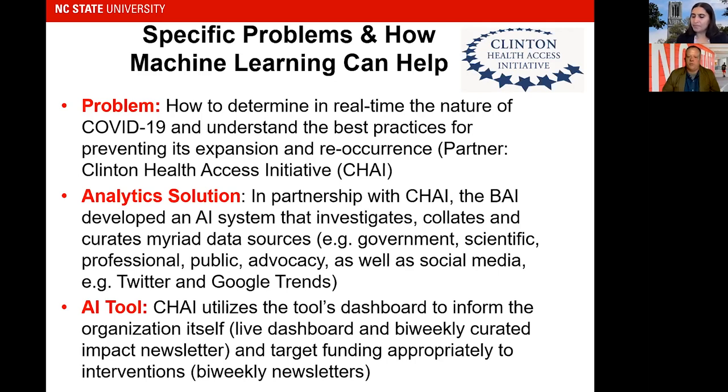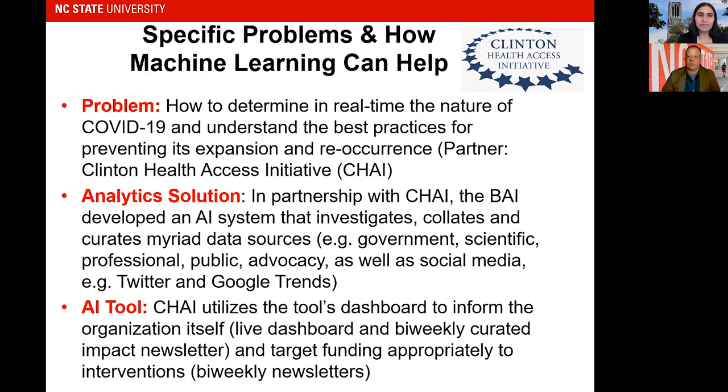So in partnership with them over the last year and change, we've developed a toolkit that pulls in data from a variety of sources, mainly mainstream media, as well as scientific reports and scientific publications, but also Twitter and Google Trends and some other places like that. And we've utilized all that to create a dashboard to inform CHAI itself, the organization, as well as any other stakeholders about what's going on with COVID-19 most recently.